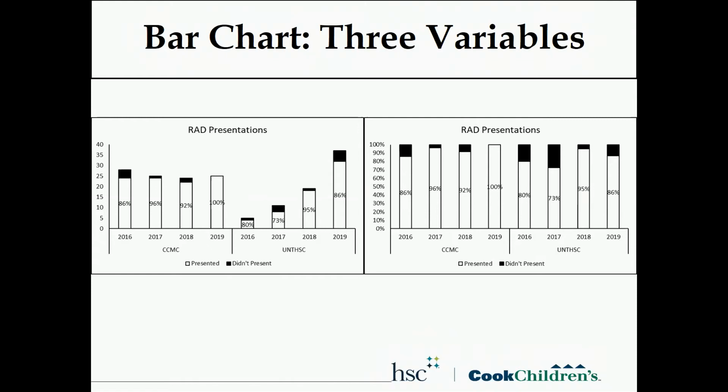With Cook Children's, you can start to recognize that it's getting better each year. A larger percentage of students are presenting, whereas at UNT, the picture is a little bit more complicated. There's a drop in the proportion of students who are presenting in 2019. The right graph is pretty much the same thing. It's called a 100% stacked column chart.